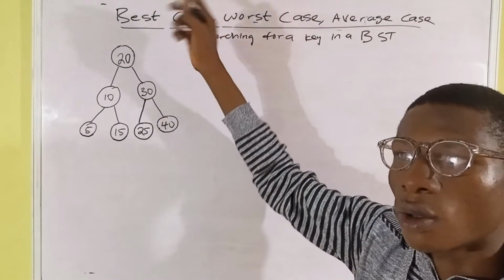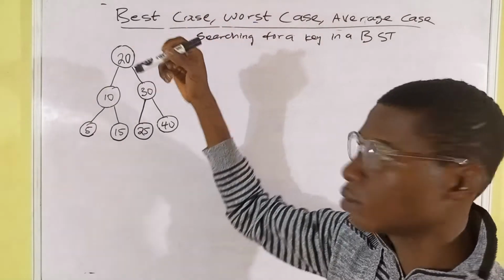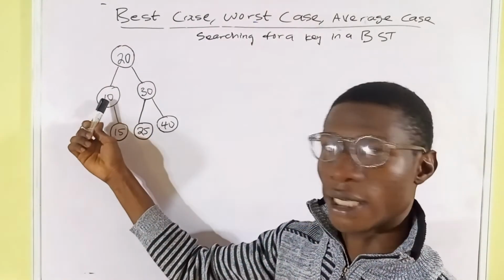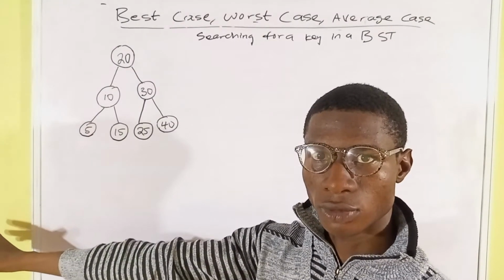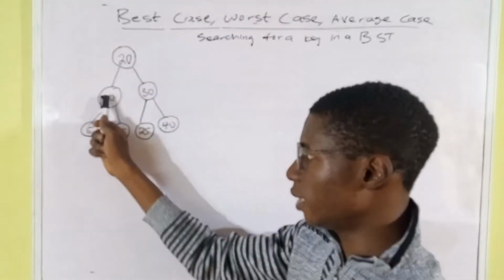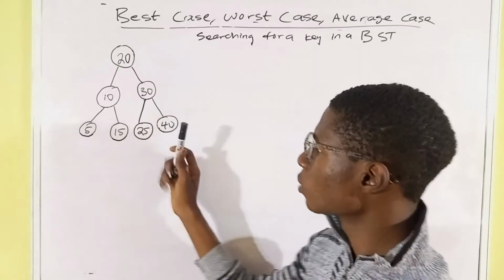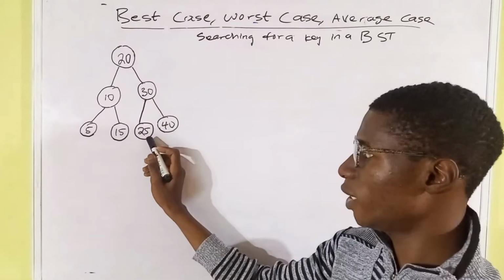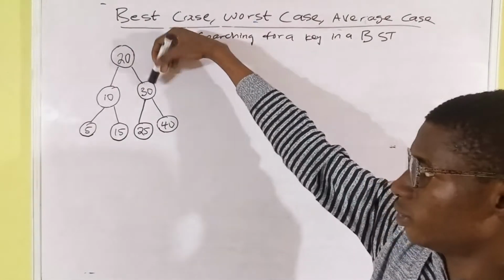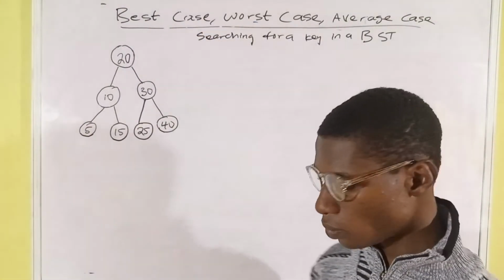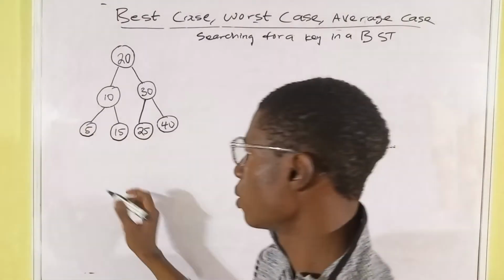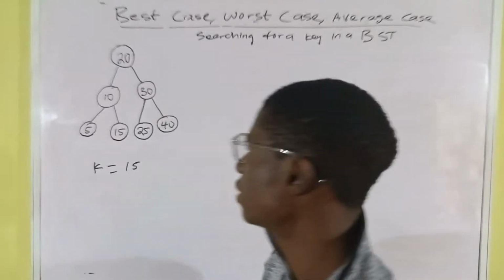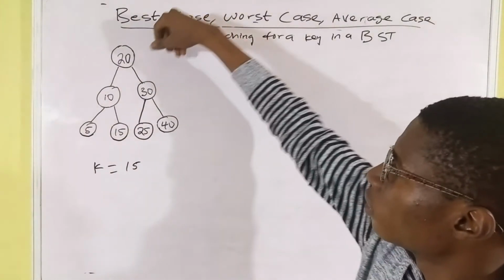Okay, and this is the same for all the nodes in the tree. So if you check 10, 5 is less than 10, so it's in the left subtree. 15 is greater than 10, so it's towards the right subtree. 25 is less than 30, so it's in the left subtree, right? And 40 is greater than 30, so it's in the right subtree. So let's assume you are searching for a key, let's say you're searching for 15, okay? So is this 15?